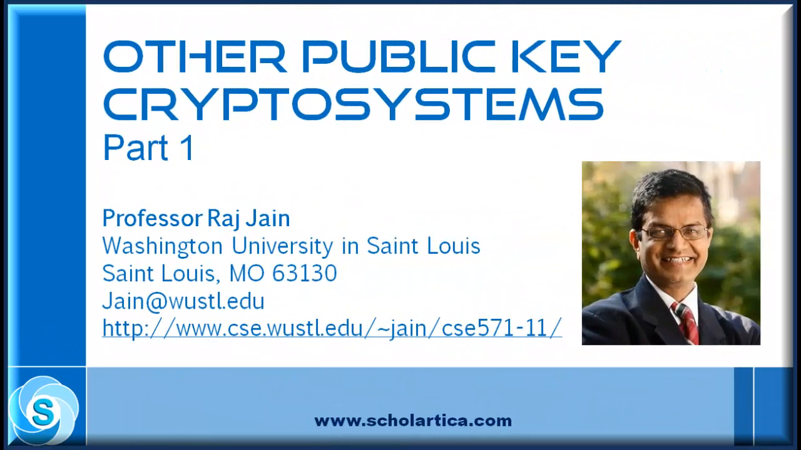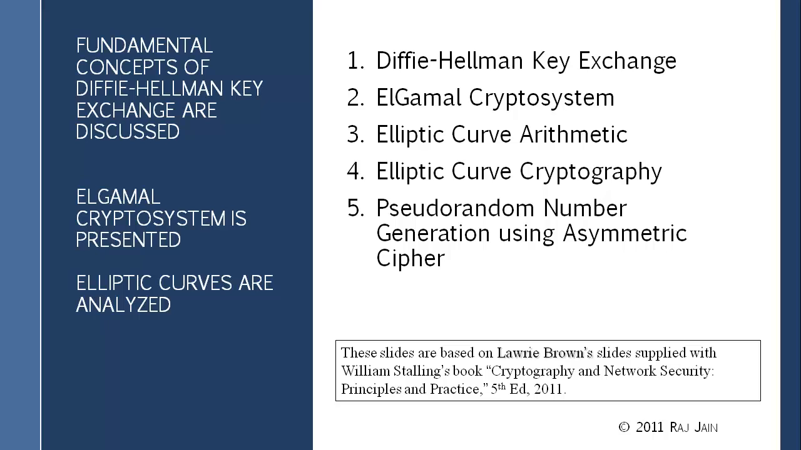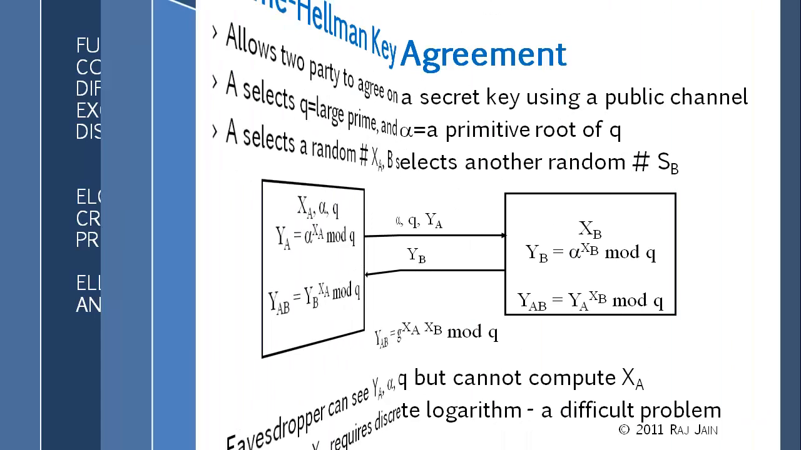So RSA is not the only method for public key. Other methods are now coming into standards. So those are the methods we will talk about in this chapter. We will start with Diffie-Hellman Key Exchange, then ElGamal Cryptosystem, then Elliptic curve cryptography. All right? And then end with pseudorandom generation using asymmetric cipher.